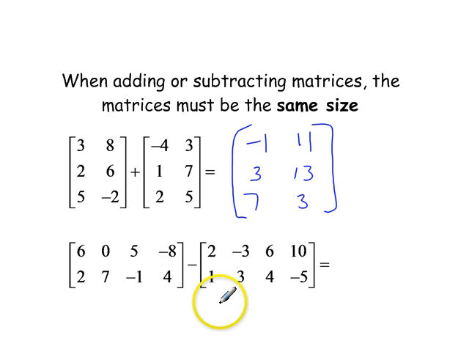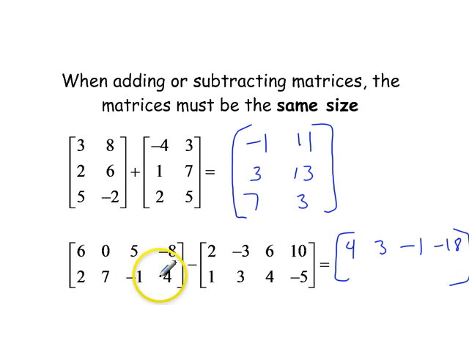When we subtract, they must also be the same size, but this time, instead of adding each piece, we're going to subtract each piece. 6 minus 2 is 4. 0 minus -3 is +3. 5 minus 6 is -1. And -8 minus 10 is -18. That's our first row.